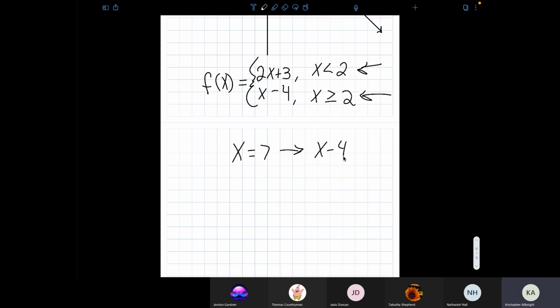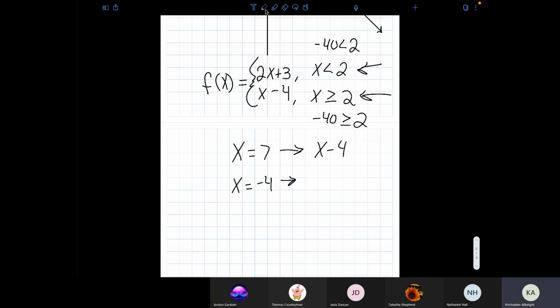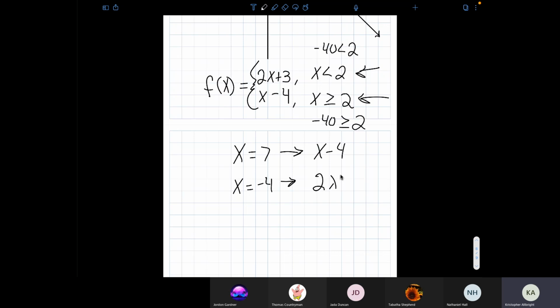So if we had negative 40, now we're looking up here and saying, is negative 40 less than 2? Yes. But is negative 40 greater than or equal to 2? Definitely not. So we know this is the equation we're going to use because it falls into that category. So now we know that we're using 2x plus 3. Same thing, sorry, this is negative 40.